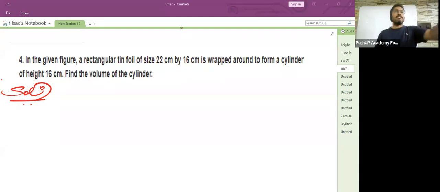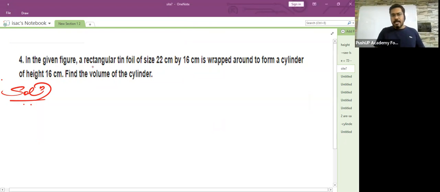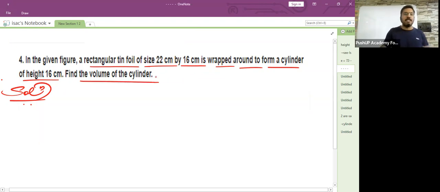Now, pin drop silence. Nabil, you want to go home early today? No, right? Pin drop silence. All right. Children, a rectangular tin foil of size 22 by 16 centimeter is wrapped around to form a cylinder of height 16 centimeter. Find the volume of the cylinder.